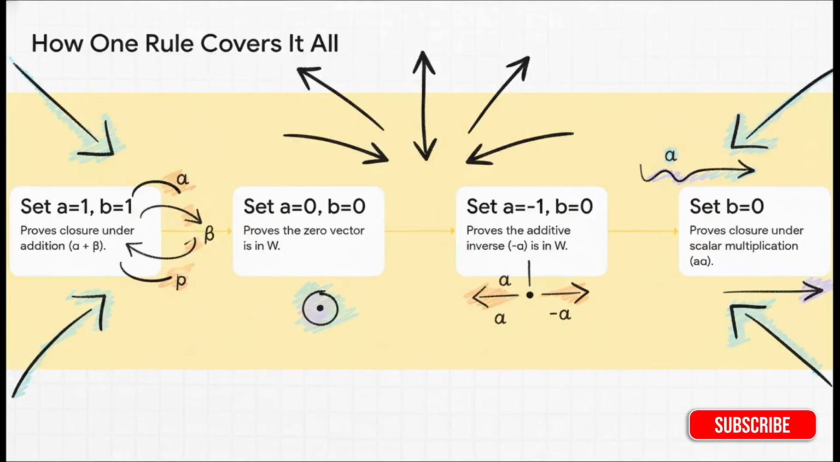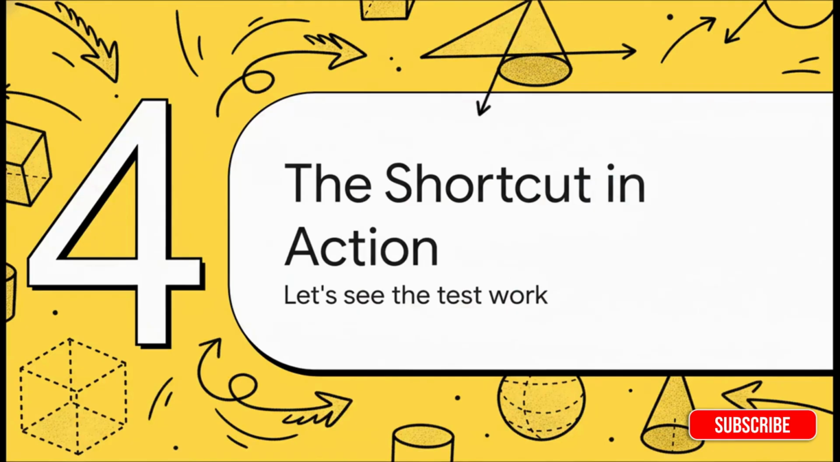That's it. Now this is where it gets really cool. Check out how this one rule does all the heavy lifting. By just playing around with the values of A and B, we can prove all those other axioms we were worried about. You want to check for closure under addition? Just set A and B to 1. Want to make sure the zero vector is in there? Set them both to 0. It's just so efficient. Okay, so theory is one thing, but this shortcut really shows its stuff when you see it in action. So let's run through a few examples and see just how clean and simple this makes everything.